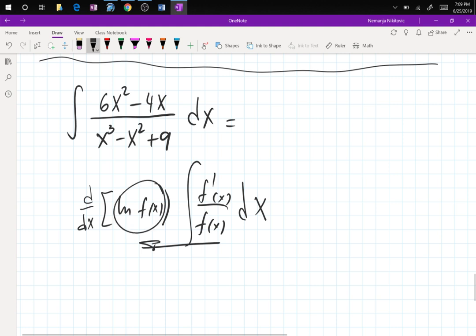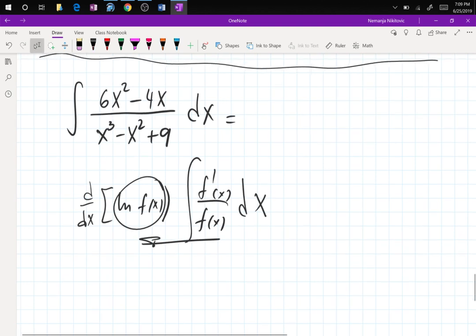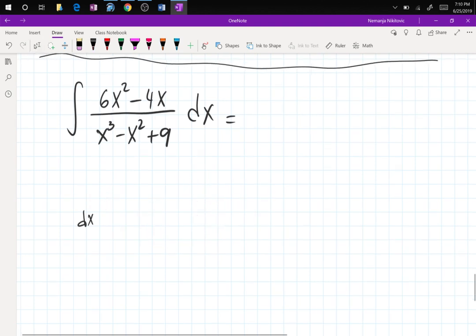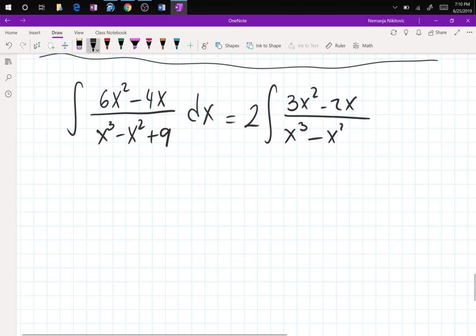So, because they're backwards, whatever formulas you memorized, they're always backwards formulas. So now, by pulling the 2 out in front, because you can factor 2, you're left with 3x squared minus 2x divided by x cubed minus x squared plus 9 dx. And now it's clear that the top is the derivative of the bottom.